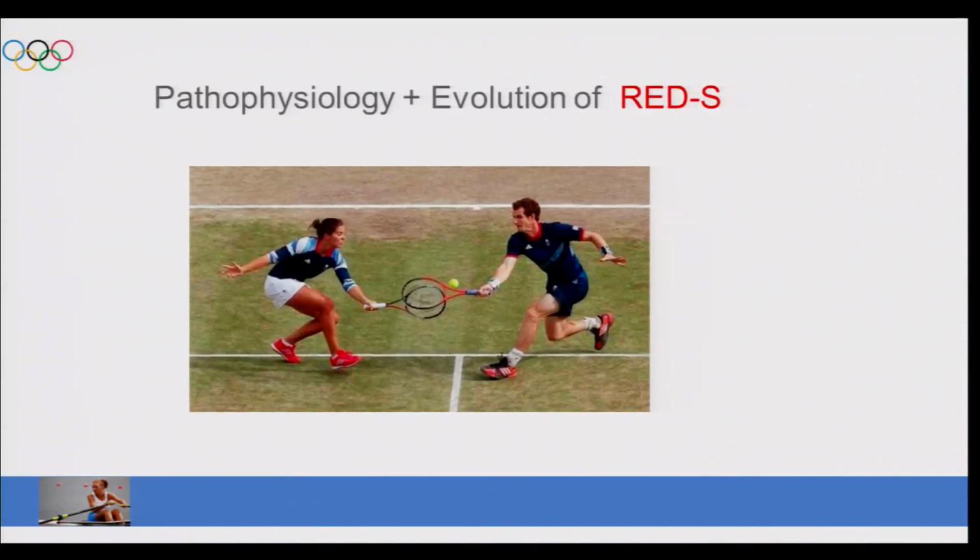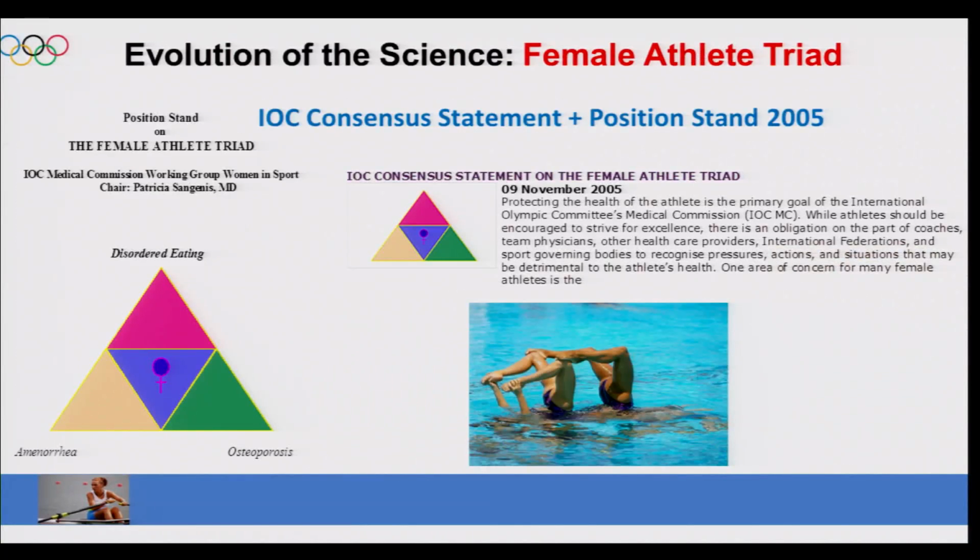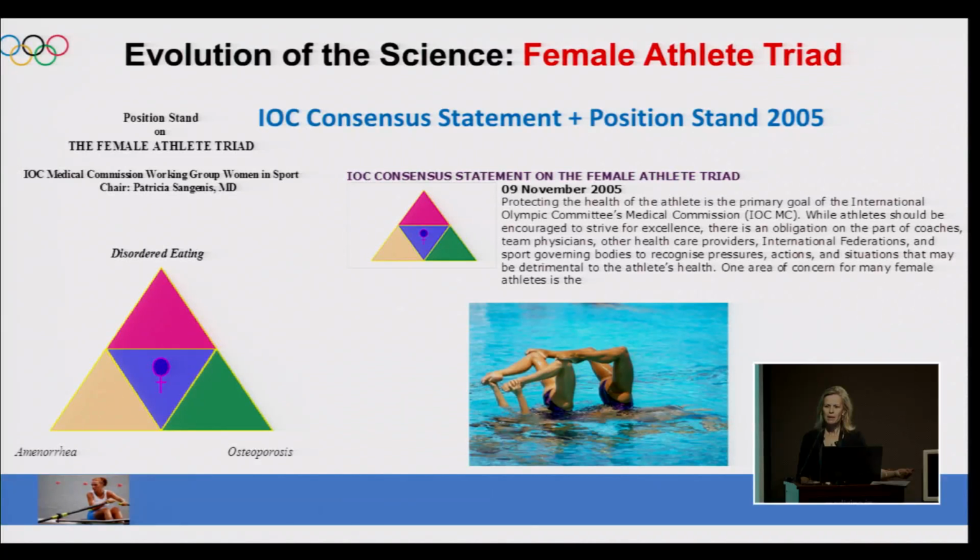So let's start off the first section looking at the evolution of the concept. As we all know, in 1986, Barbara Drinkwater, USA, coined the phrase the female athlete triad. It had three pillars, as we know, of eating disorders, amenorrhea, and osteoporosis. At that time, this concept was fairly revolutionary and groundbreaking, and was met with some skepticism within the science, but the science also embraced the opportunity to investigate and further develop the concept.